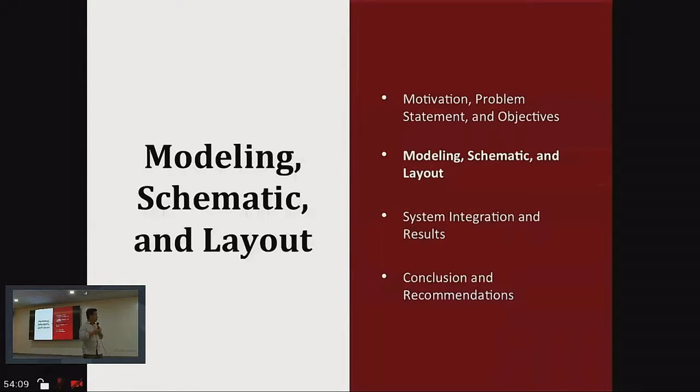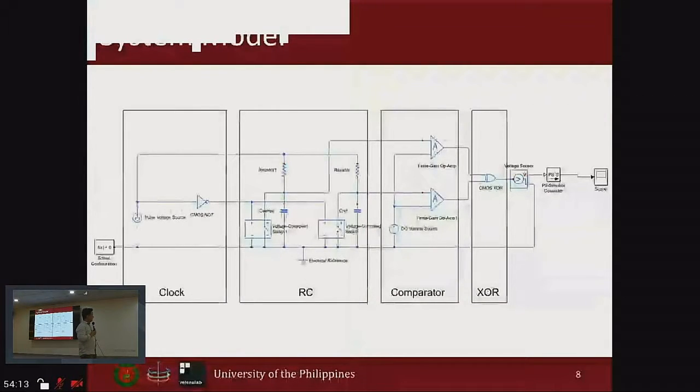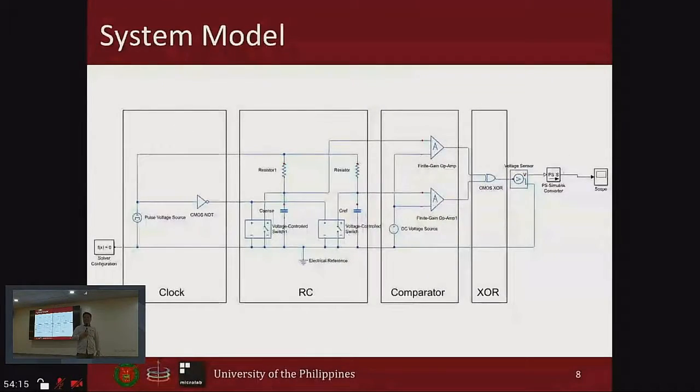to model each of the different blocks. So this is a model of the circuit that was done using MATLAB. So we have the first block is the clock generator, the RC circuit, and then we also model the comparator, then followed by XOR.